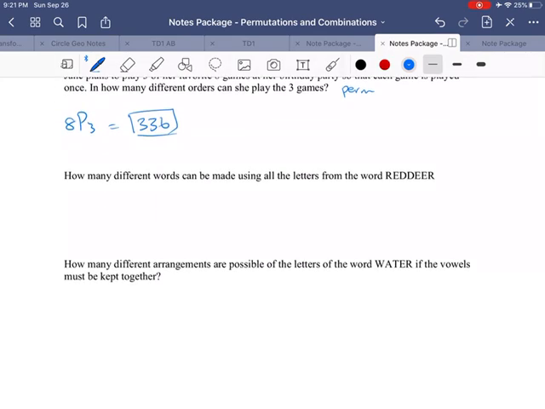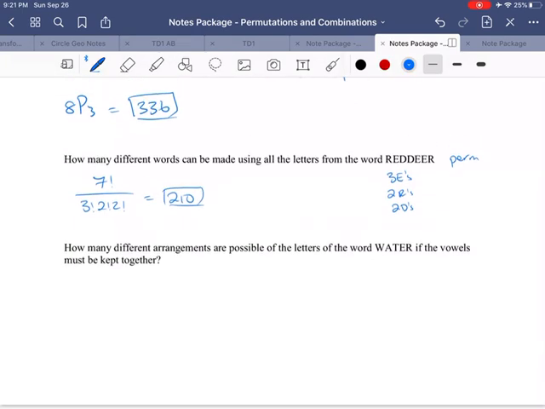So it's 8P3. And there'd be 336 different ways for her to pick 3 games to play in a specific order. How many different words can be made using the word red deer? So this is a perm. And notice we've got 3 E's, 2 R's, and 2 D's. Okay, so there's 7 letters in total. So 7 factorial, but then divide by the repeats. So really there's only 210.